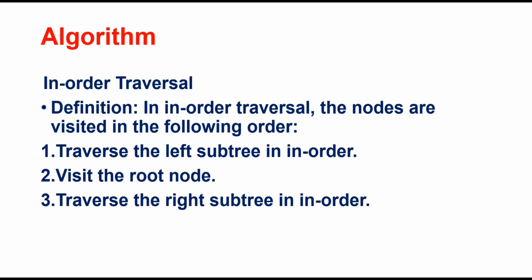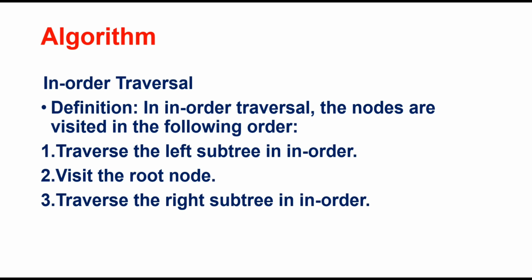In in-order traversal, we visit the nodes in the following order. First, it visits the left subtree in order. Next, it visits the root node. Next, it traverses the right subtree in order. That is the algorithm for in-order traversal. Let's see one example for in-order traversal.